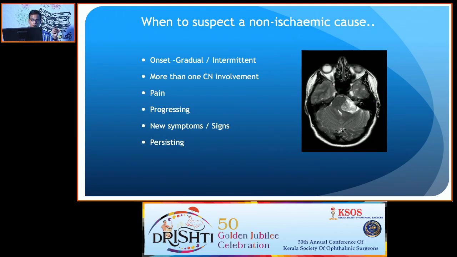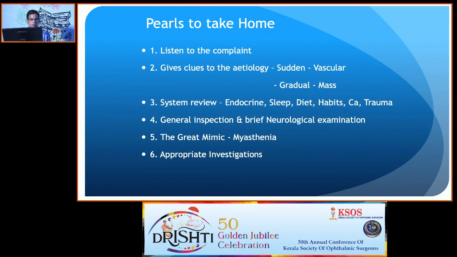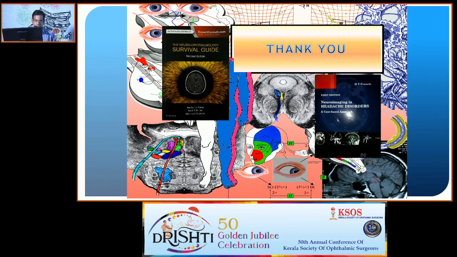So when to suspect a non-ischemic cause: if the onset is gradual or intermittent, think of a non-ischemic cause; more than one cranial nerve involvement, pain, progressing, new symptoms or signs as you are following up, and persisting. And of course, don't think, yes, this patient has a CPEO, but this patient also has glaucoma. So please, in all patients, do a comprehensive examination and listen to the complaint, which gives the clues to the etiology. System review, general inspection, and the great mimic myasthenia, and do appropriate investigations. Thank you.